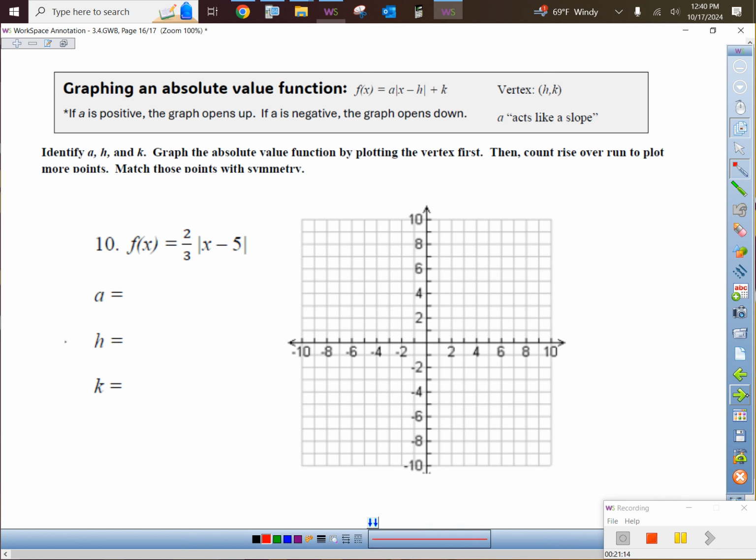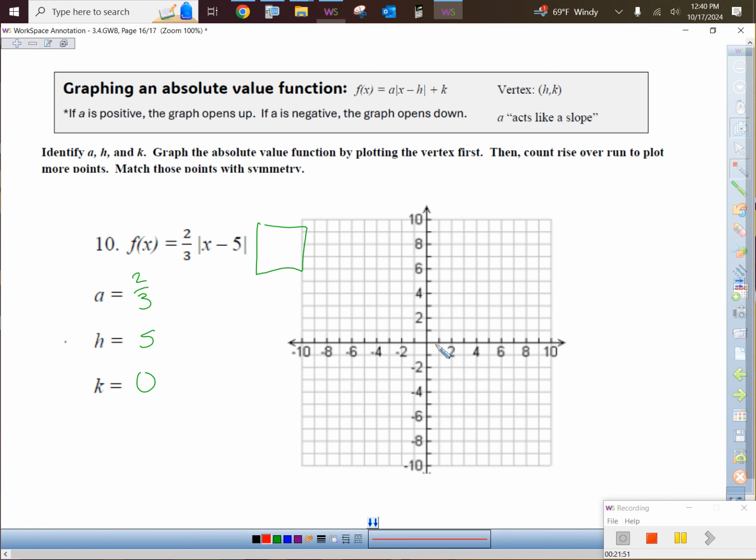You and the neighbor, see what you can do on that guy. See if you can get A, H, and K. Check them with mine. And then graph this dude. Check them with mine. See what you think. A is the number in front of the bars. H is the number inside the bars being added or subtracted to X. Opposite boy. And K is the number being added or subtracted off to the side. There is nothing happening there, so that would be a 0 in this case.